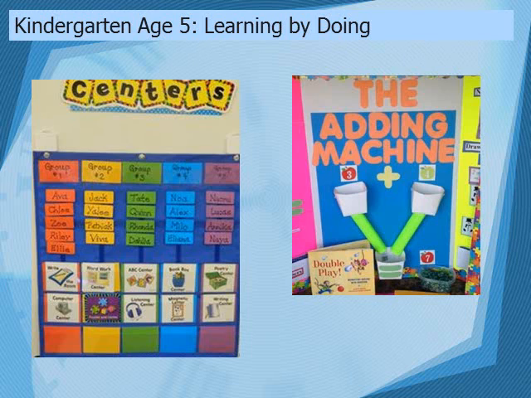Developmentally, according to Piaget, 5-year-olds are in the pre-operational stage. They learn by doing. Teaching by talking should take a back seat to hands-on activities. Although some centers can offer free exploration, due to the increase in academic dictates, many of the centers can be fun ways of practicing and reinforcing skill.